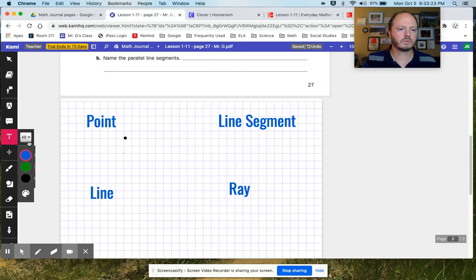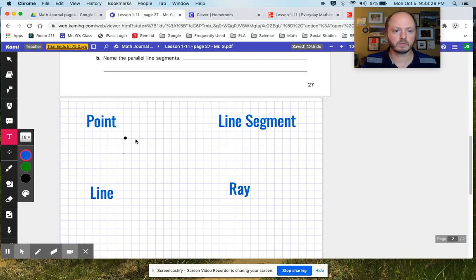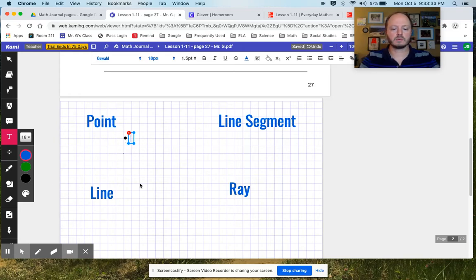then a point does need to have a letter that goes with it. So I'm going to put a letter next to it. I'm going to use the letter J. And now that is called point J. Okay.